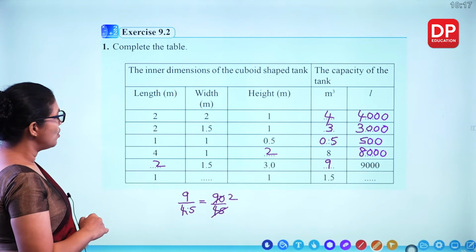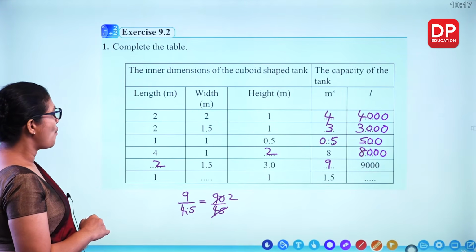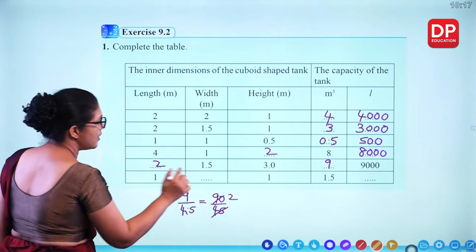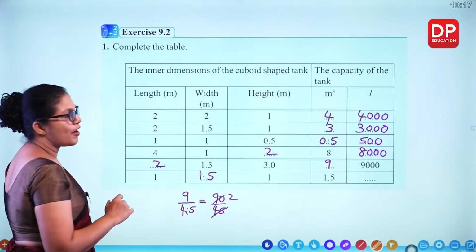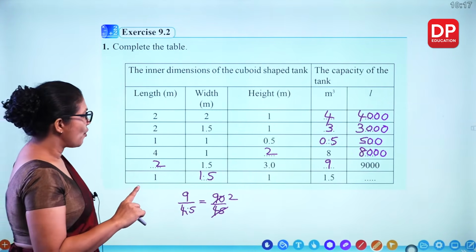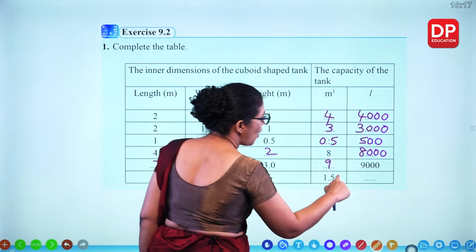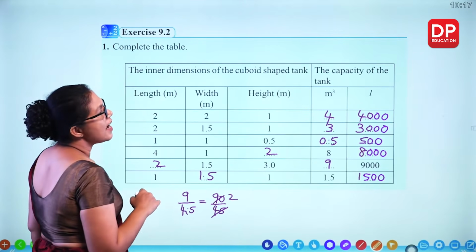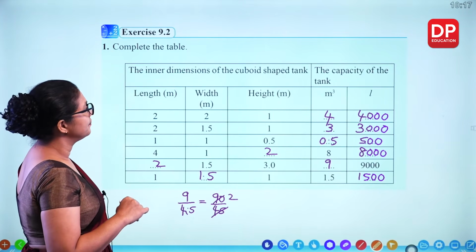Here you get 2. Then this one, how do you do it? 1.5 is there. 1 times 1, 1. This should be 1.5 to get the volume, 1.5 multiplied by 1000. 1500 as the liters.